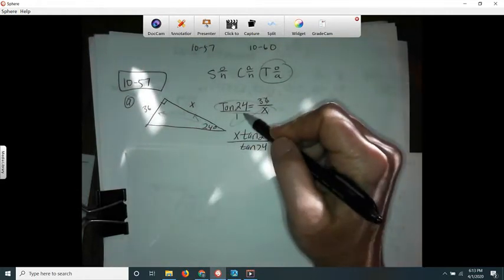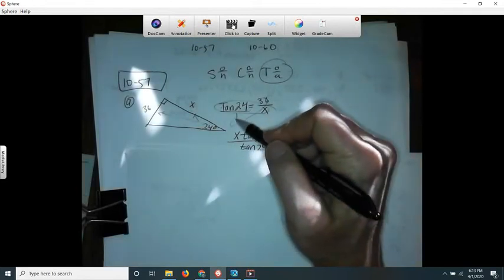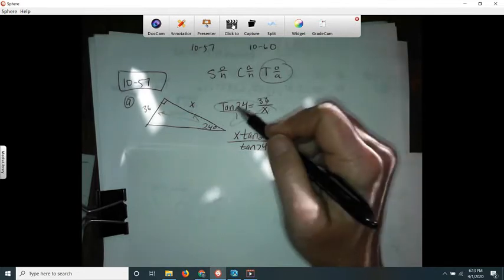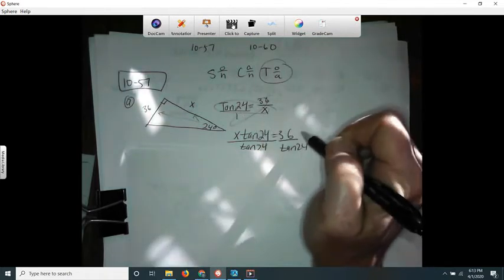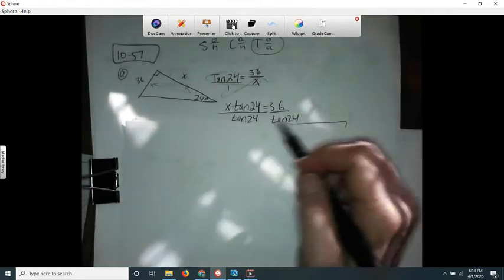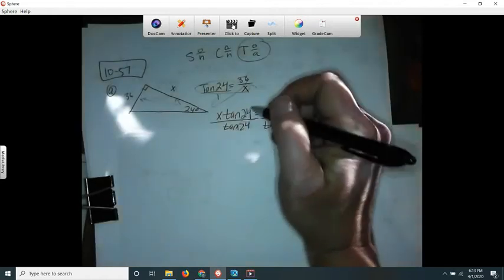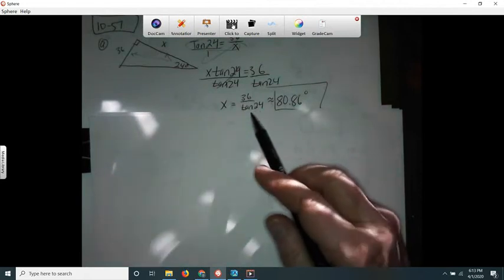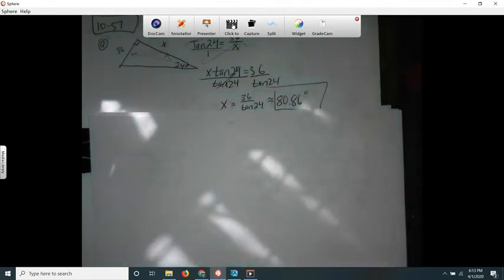I write this as a fraction over 1, and then I say this times this equals this times this. So x times tangent of 24 equals 36, and then I solve for x by dividing both sides by tangent of 24. So that cancels this out, and then I get x is equal to 36 over tangent of 24, and then I just put that right into my calculator. And that gives me 80.86.